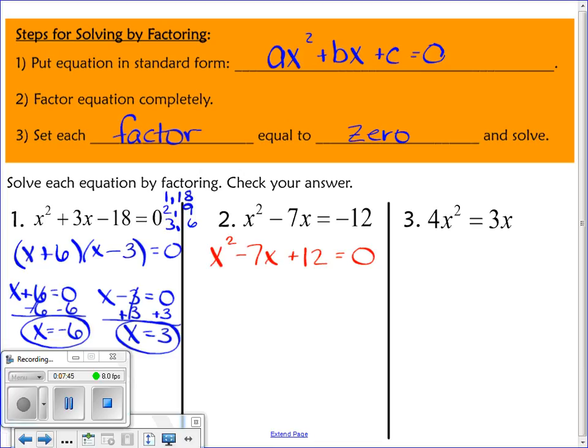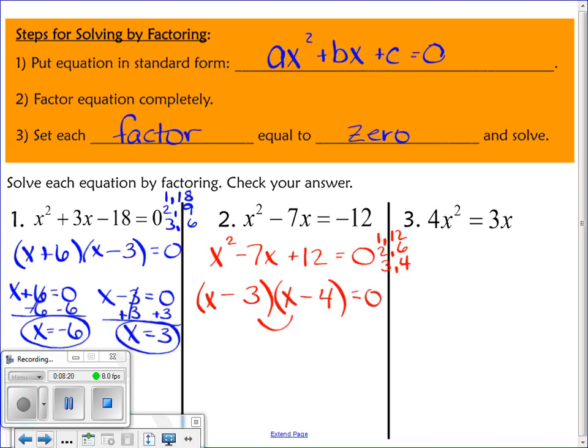So set up your parentheses. Last one's positive. What are your signs? They're both negative. Options for A? X and X. Yeah, give me the list, Ramon. Options for 12? And which one's going to be the right answer? Good.